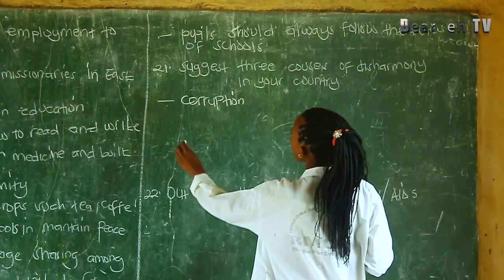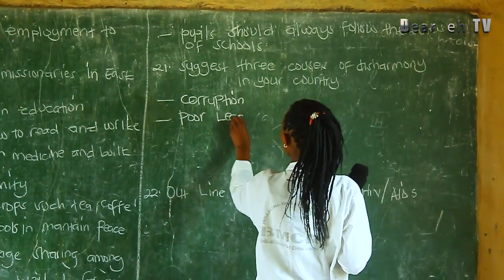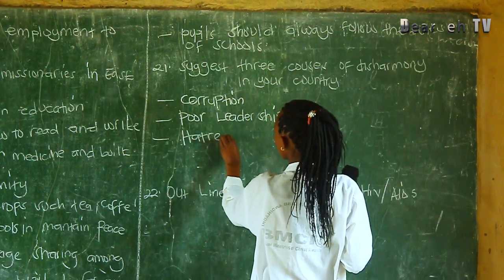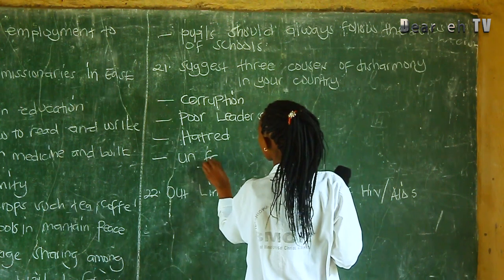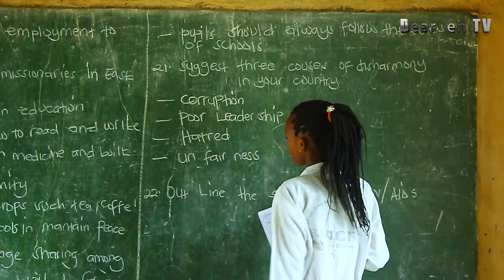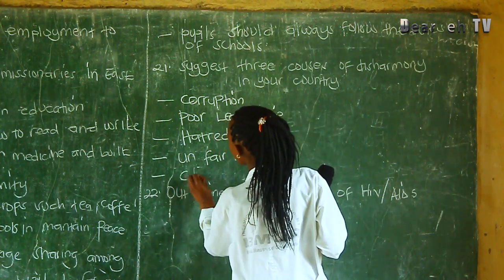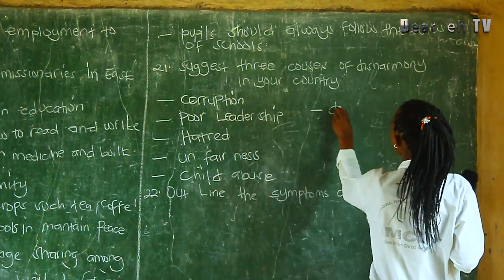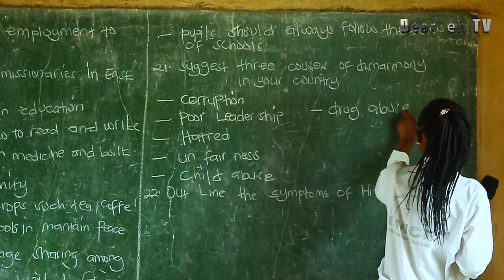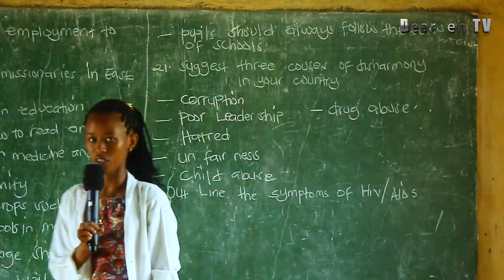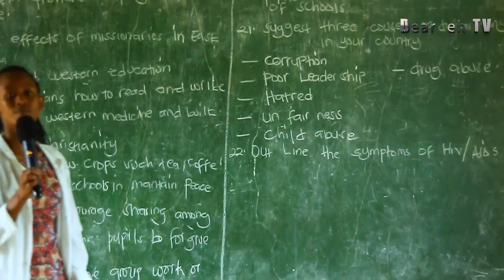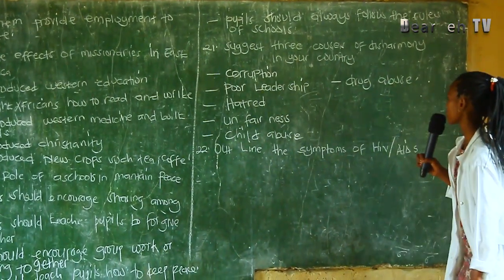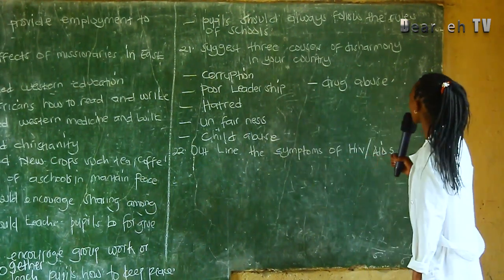Corruption. Second one, poor leadership. Number three, hatred. Number four, we have unfairness. Number five, we have child abuse. And then here, number six, we can use drug abuse. So these are some of the causes of disharmony, where we have corruption, poor leadership, hatred, unfairness, child abuse, and drug abuse. So these are the causes of disharmony.